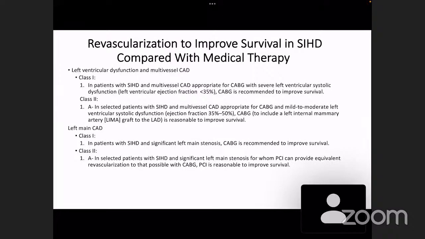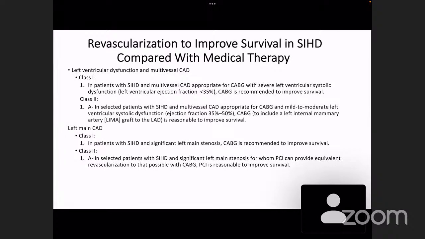Revascularization to improve survival in stable ischemic heart disease compared with medical therapy. Left ventricular dysfunction and multivessel coronary artery disease, class 1 indication: in patients with stable ischemic heart disease and multivessel coronary artery disease appropriate for CABG with severe left ventricular systolic dysfunction, EF less than 35, CABG is recommended to improve survival.